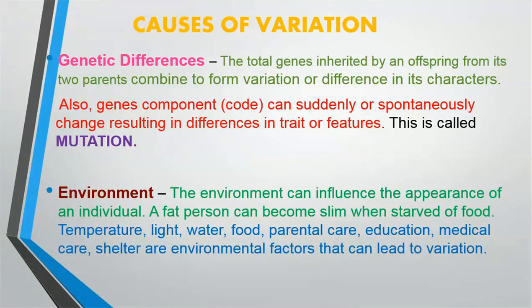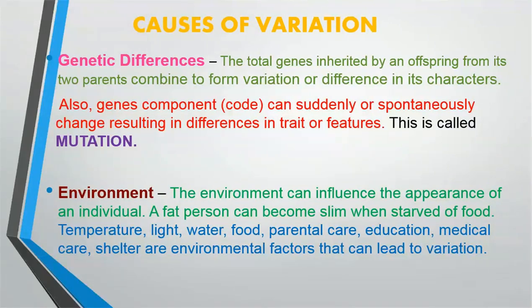So let's look at causes of variation. Number 1 cause of variation is genetic differences. The total genes inherited by an offspring from its 2 parents combine to form variation or differences in its features or characters. For example, a child from a male and a female parent. Now this child has the genes from both the male and the female parent, but the child is totally different from the 2 parents. So inherited genes are responsible for variation in organisms.